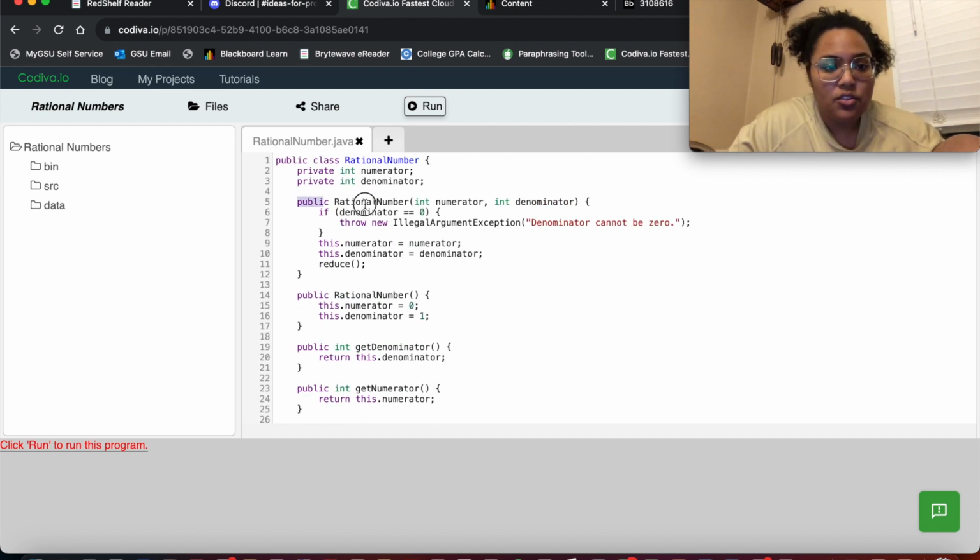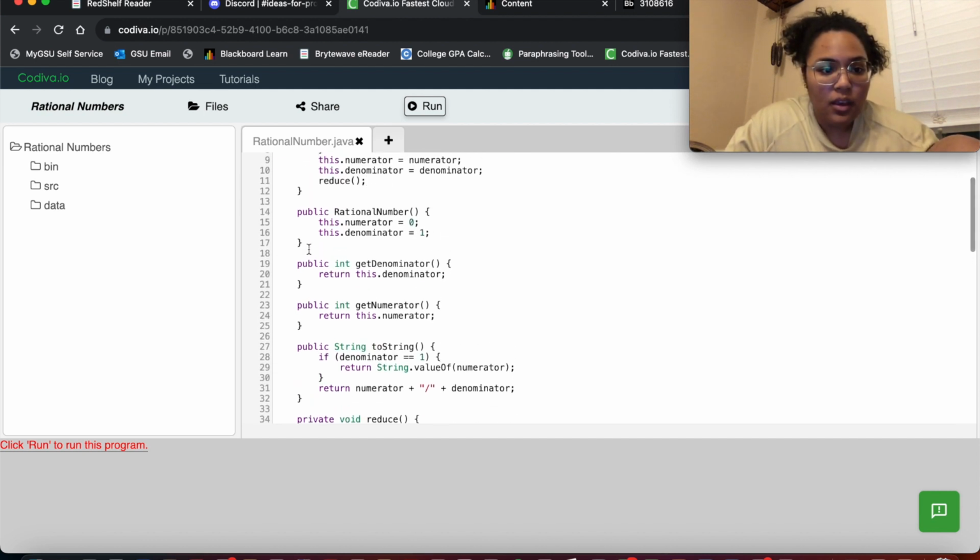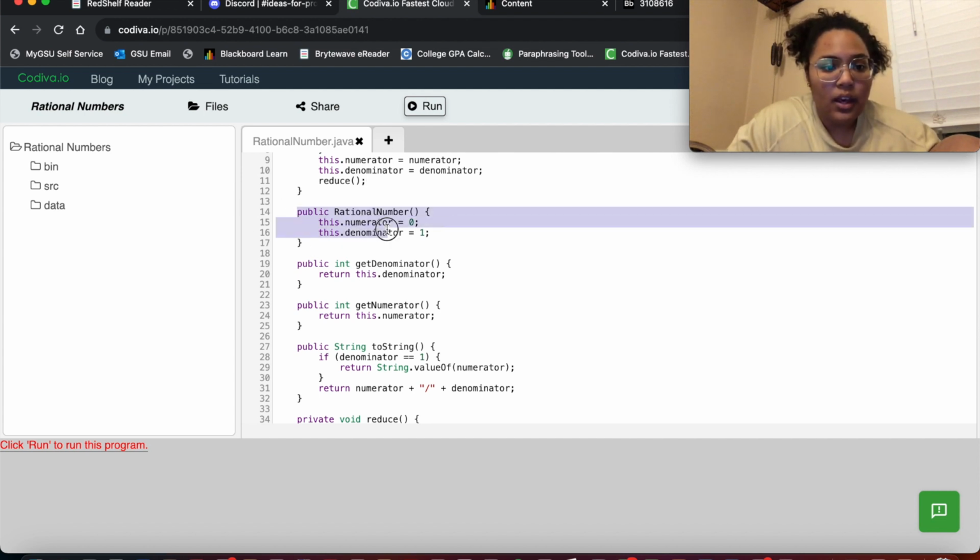Next is the constructor with parameters, and this creates a rational number with a specified numerator and denominator. And if the denominator is 0, it throws an exception to prevent division by 0 errors. The reduce method is called to simplify the fraction.